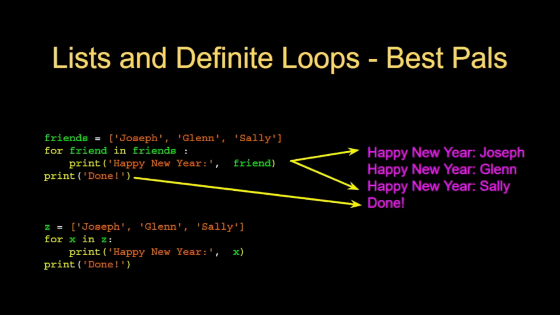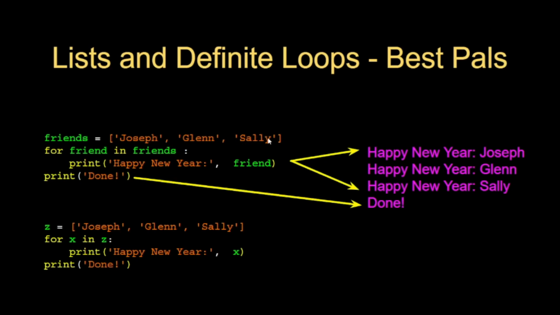So if we go to the next slide, we can see lists and definite loops. These are the best friends. So if you have to traverse through each and every element of a list, then you have to traverse with the help of the for in loop. For example, here we have a list which is termed friends, which contains three string values, namely the zero index is Joseph, the first index is Glenn, and the second index is Sally.